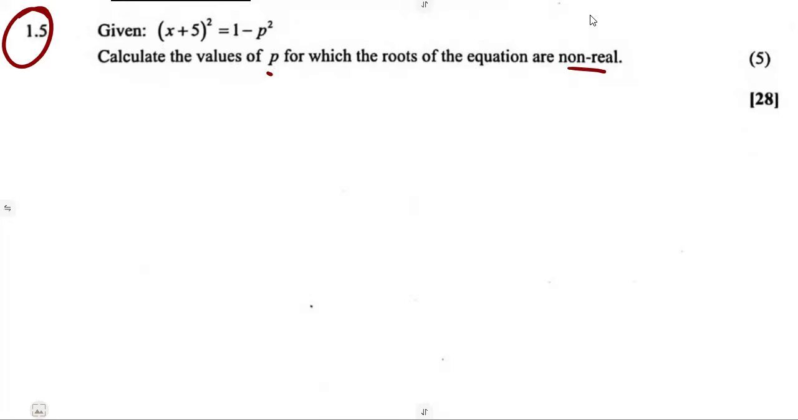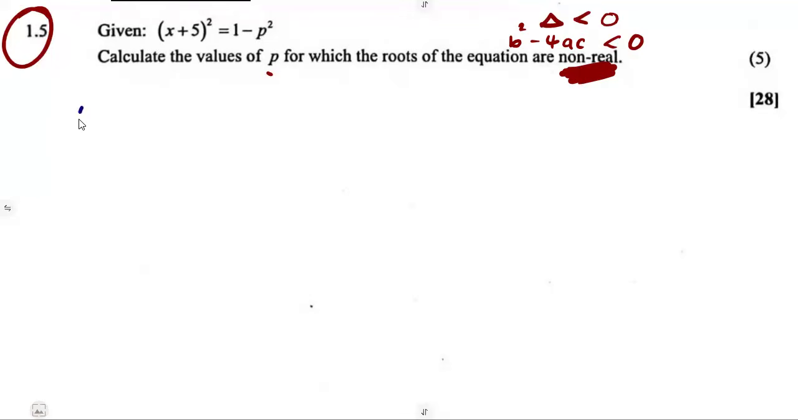We are still back to the concept of our nature of roots. But they are saying this is non-real, and we do understand if the roots are called non-real, our delta is supposed to be less than 0. We're talking of negative values. Or we are simply talking of the b squared minus 4ac must be less than 0, we do not have a solution at all. So meaning to say under the square root, we must have a negative value, that is to be less than 0. But how can we see that b squared?